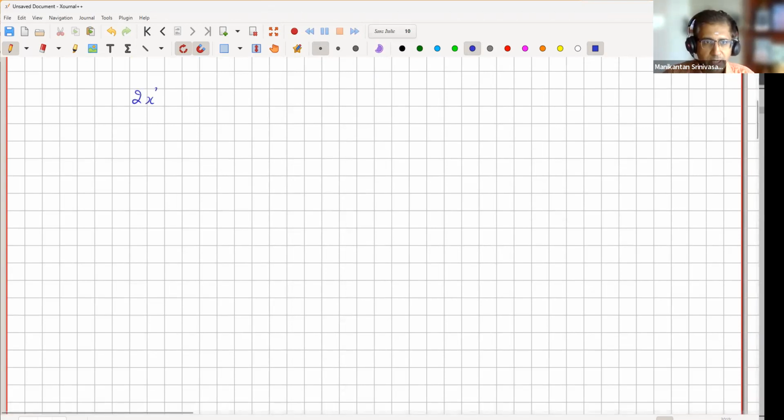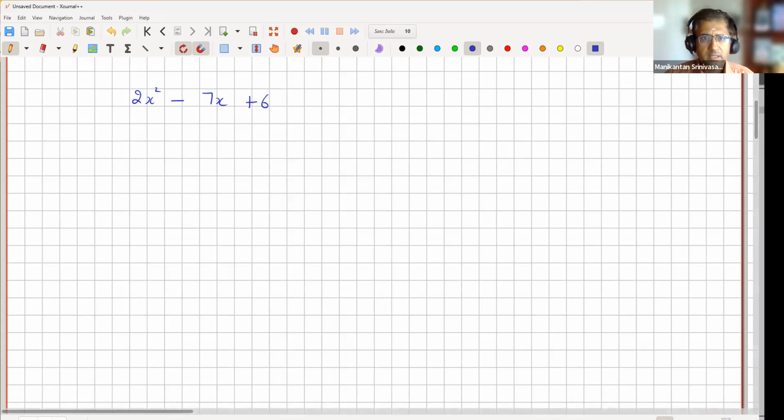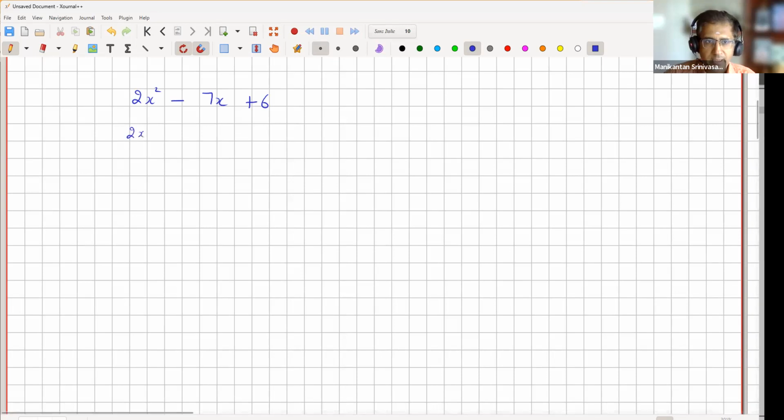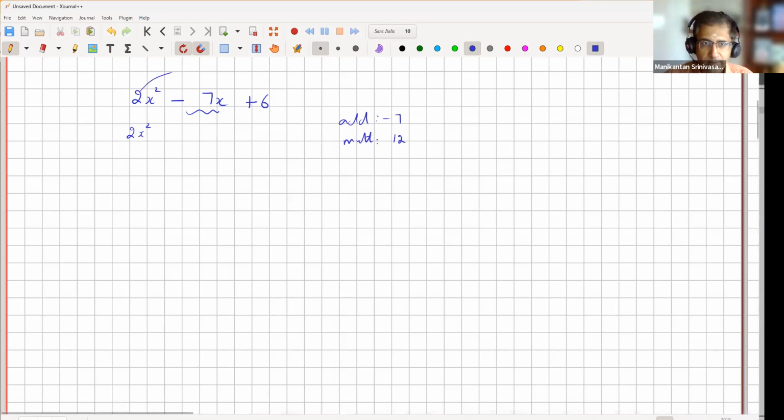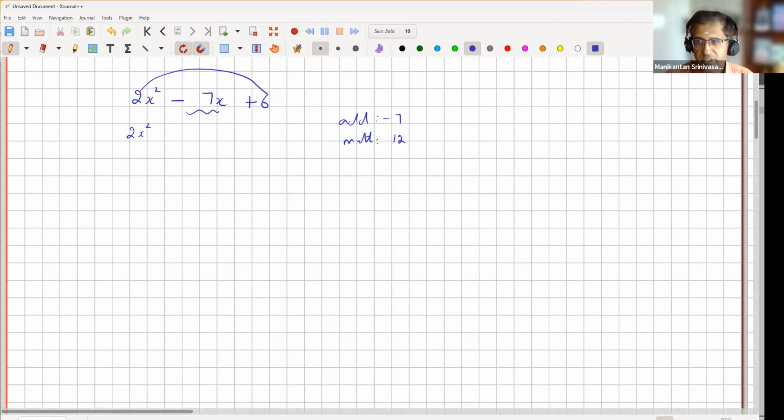Suppose I have 2x square minus 7x plus 6, let's say. Suppose this is the expression. How do you factorize? You basically say, find two numbers that add to minus 7 and multiply to the product of 2 and 6, which is 12. This is known stuff. That's how you factorize from like 8th grade. So this is important, right? 2 times 6. People forget the x square coefficient sometimes.